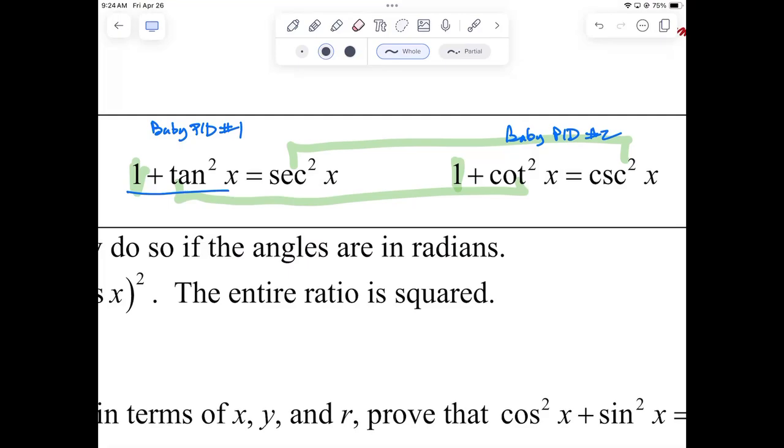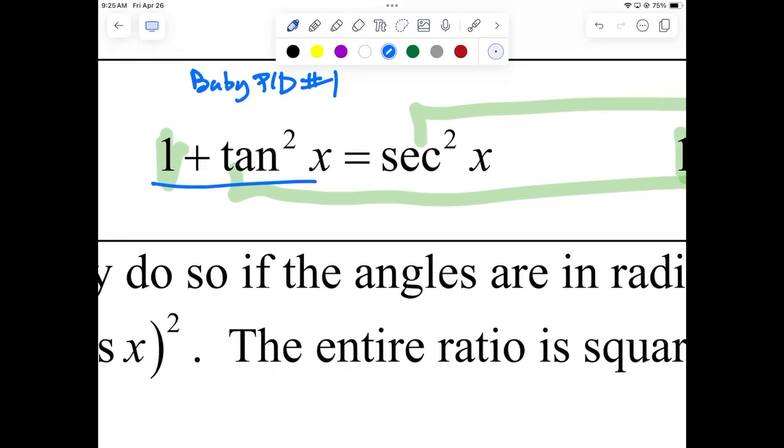All right, now, unless you're trying to prove it, you can actually manipulate it on both sides. So watch this. I can actually subtract tangent squared from both sides and get 1 equals secant squared of x minus tangent squared of x. That's another identity. Do you want to memorize that identity?